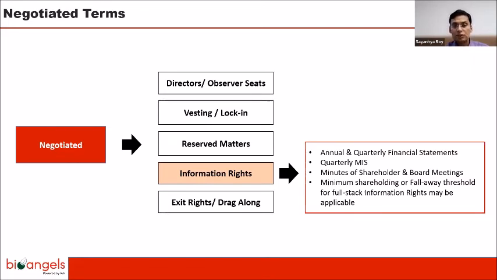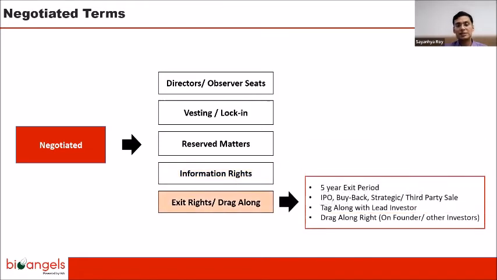The last negotiated point is on exits and drag along. Exit rights: any investor that invests in a company is essentially looking at being a part of the growth story of the company for as long as they possibly can, but eventually they are looking at an exit. So exit rights and drag along rights are another very crucial component of a term sheet. We typically look at a 5-year exit period. Exit periods could be on an IPO, buyback, strategic sale, or any of the matters provided on the screen here.